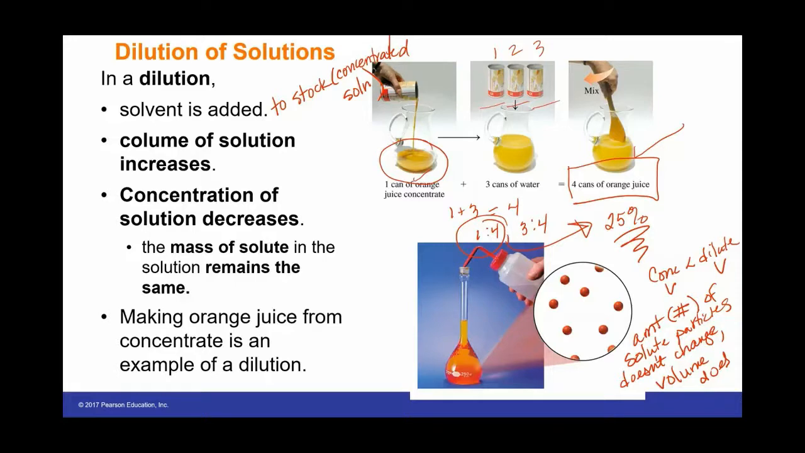So in the dilute solution, we have the same number of particles, but now we have a larger volume, and so the solution is less concentrated. Okay? So that mass of the solution, the number of particles, is going to remain the same.